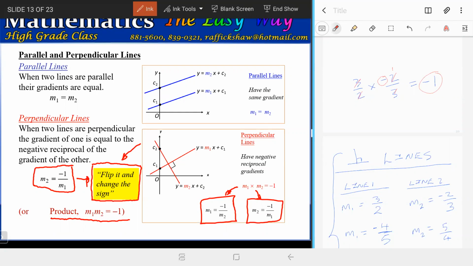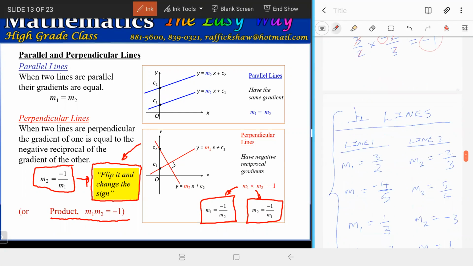But most times, what will happen is that they'll give you the gradient of one line, and you need to use it to find the gradient of another line, and this is called a perpendicular gradient. The perpendicular gradient is obtained by flipping the one that you have and changing the sign.